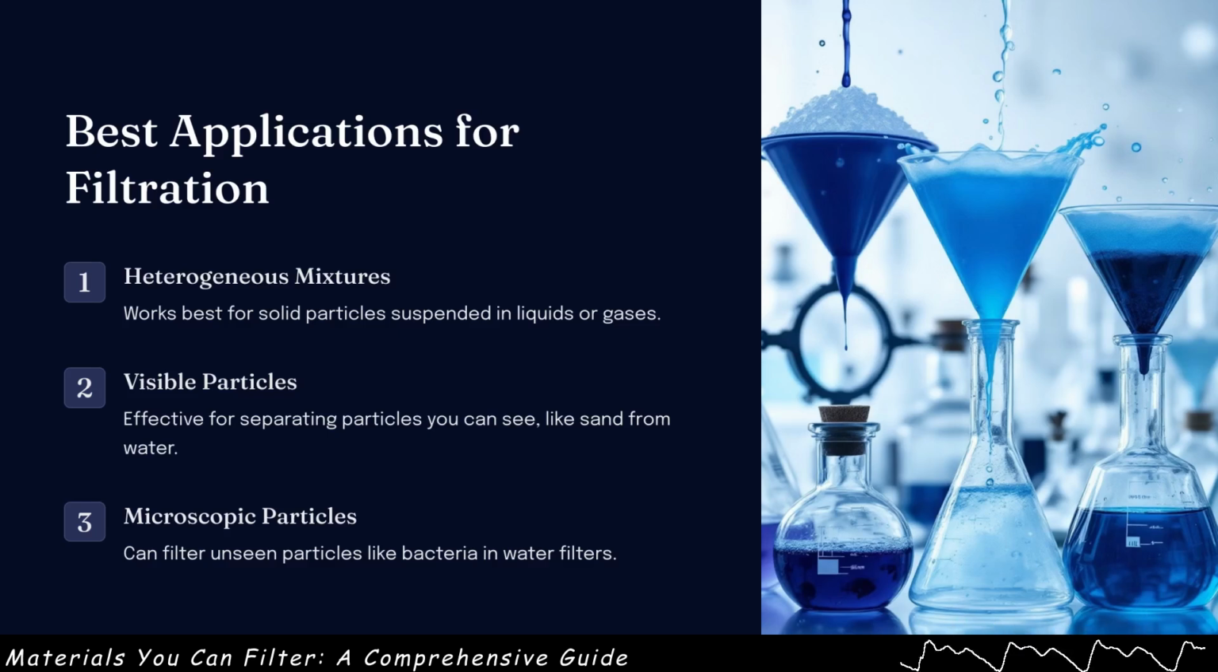It's perfect for catching things you can actually see, like chalk powder from water, or things you might not see but are still particles, like bacteria in a water filter. But if someone tells you they can filter sugar dissolved in tea, well, they might need to revisit their chemistry notes. Filter paper acts as a selective barrier with microscopic pores that determine what can pass through. The smaller the pore size, the finer the particles it can trap.